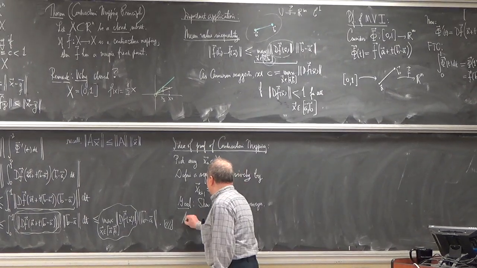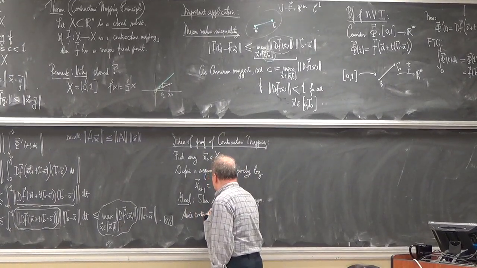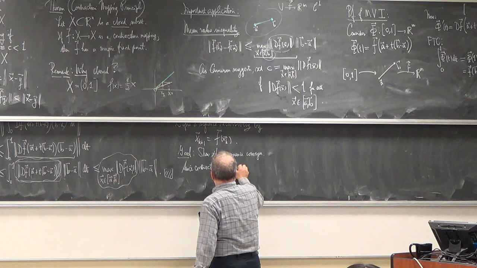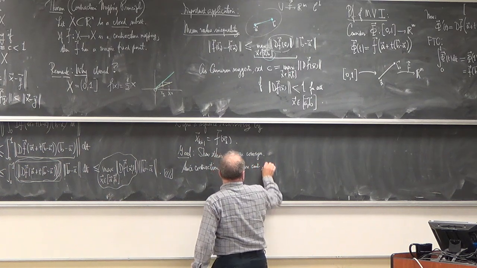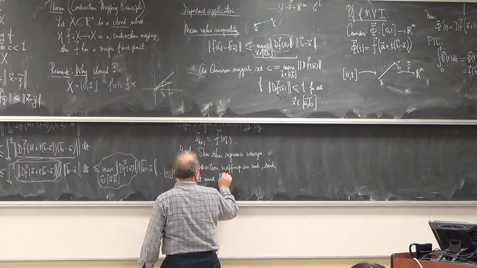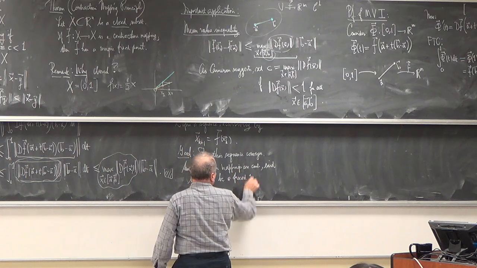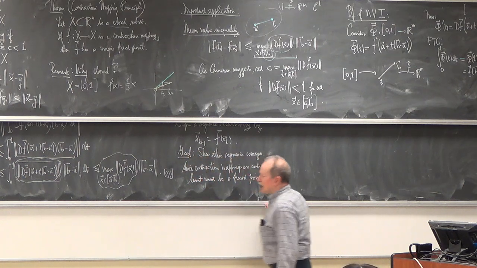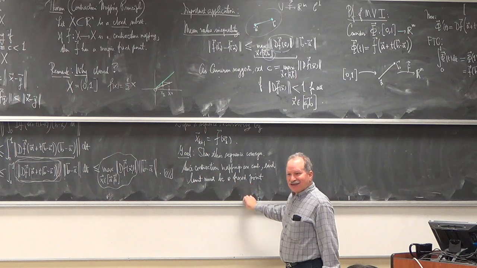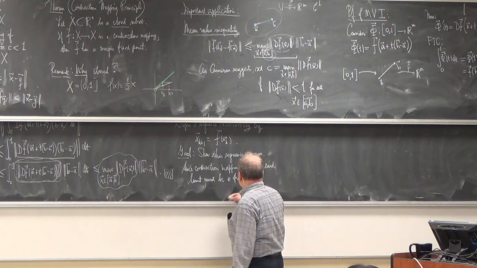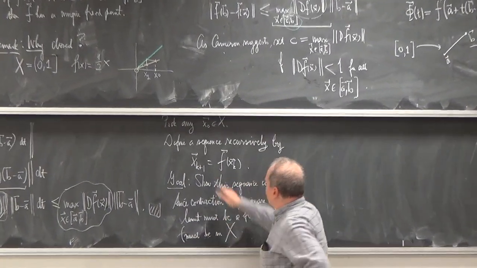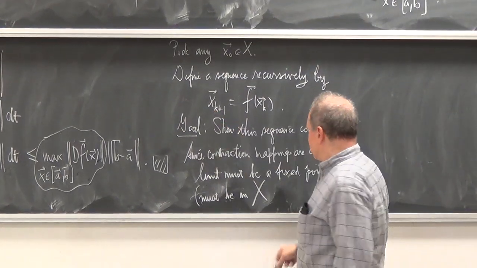So since contraction mappings are continuous, said limit must be a fixed point. And why must said limit be in capital X? Why does it make sense to say it's a fixed point? It has to be in the domain. X is closed. So the limit must be in X because it's a limit of a sequence that's in X, and X is closed.